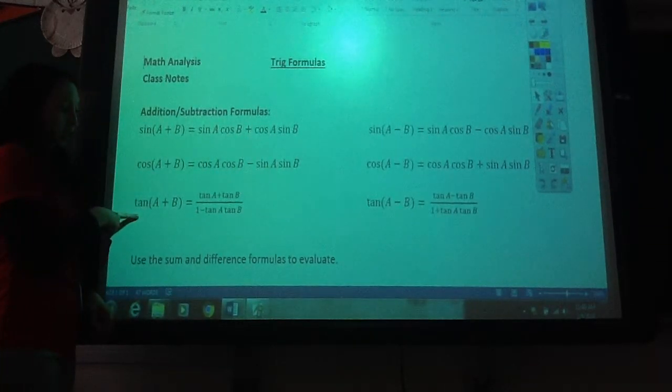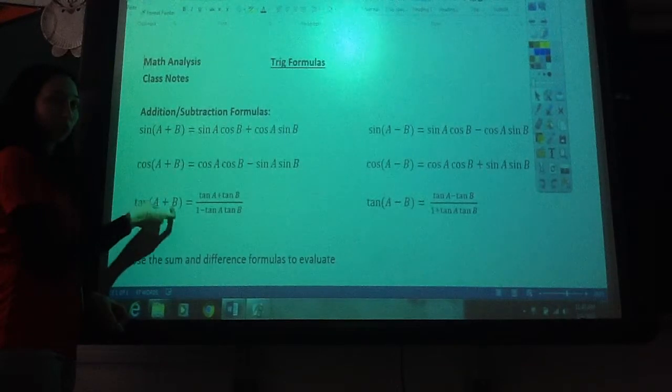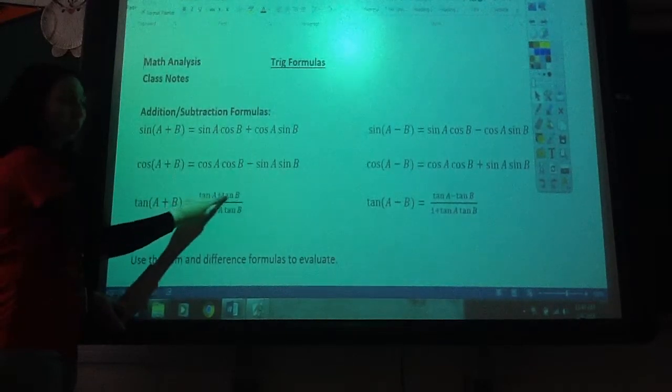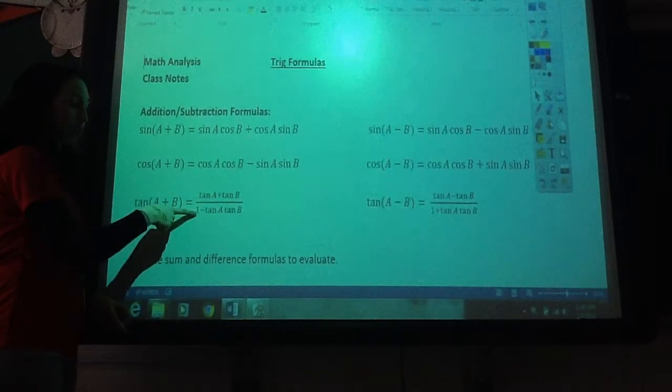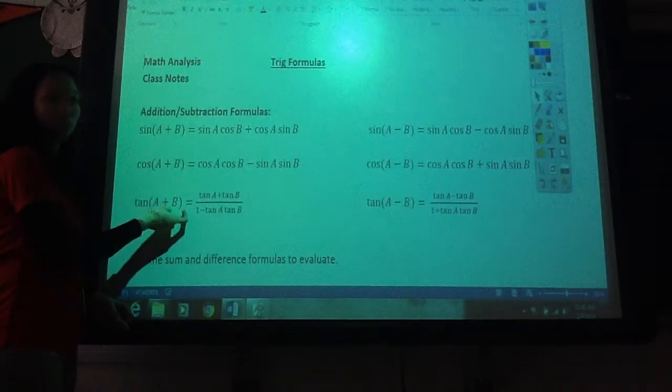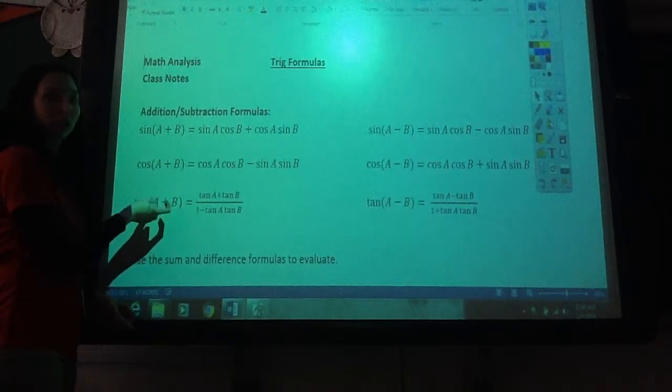And with tangent, you split up the top: tangent of the first plus tangent of the second. That goes on top of your fraction. And on the bottom, you end up with 1 minus tangent A times tangent B.